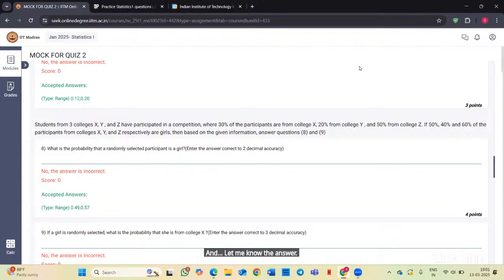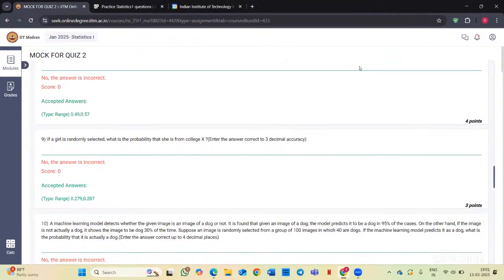Ma'am, 0.283. Good. Anyone else? Have you solved it? Yes, ma'am, 0.2830. Solved it, ma'am. 0.28. Everybody is getting that answer? Yes, ma'am. Okay. So shall we move forward? Yes, ma'am. Okay.